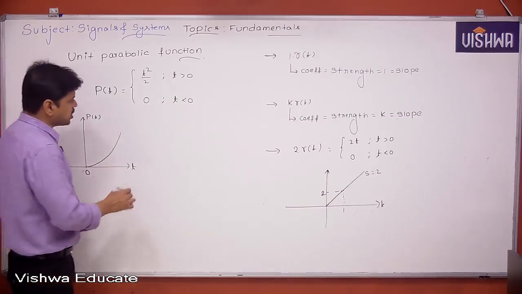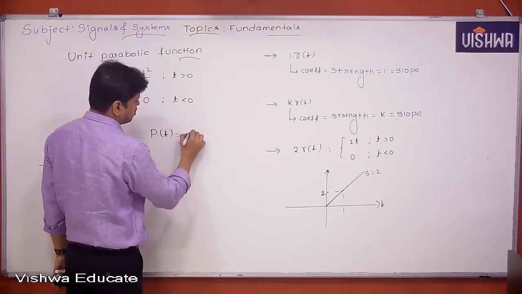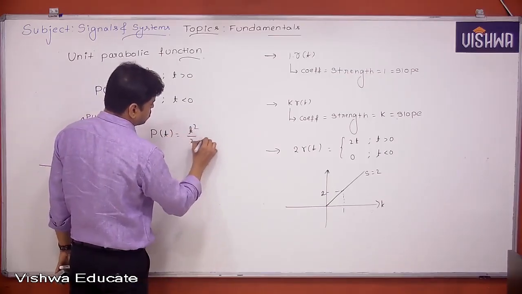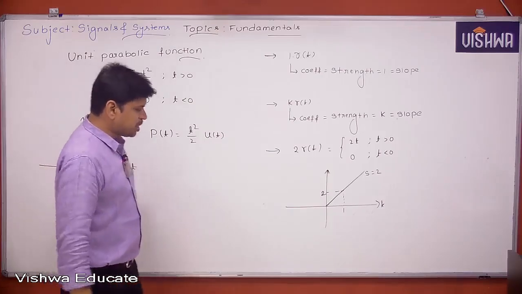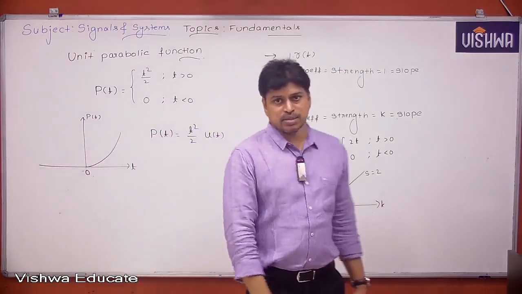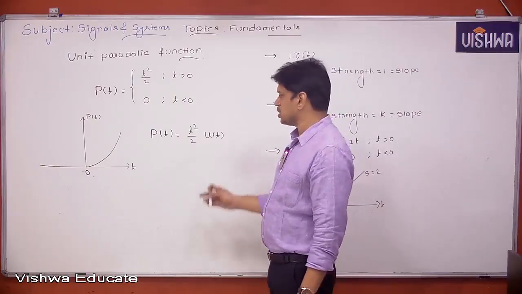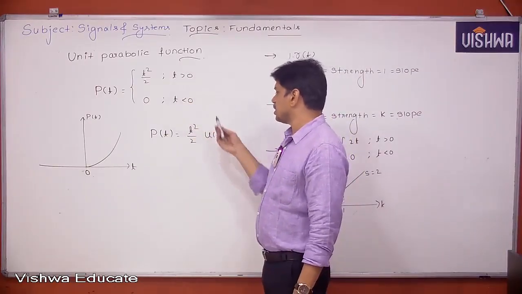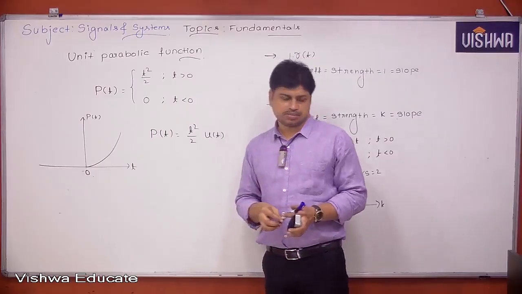Can I write this function p of t in short like this? t square by 2 into u of t. So any function that is multiplied with u of t indicates the signal is existing only for positive values of time. That's the meaning of it. So for t greater than 0 only it is existing. Take a note.